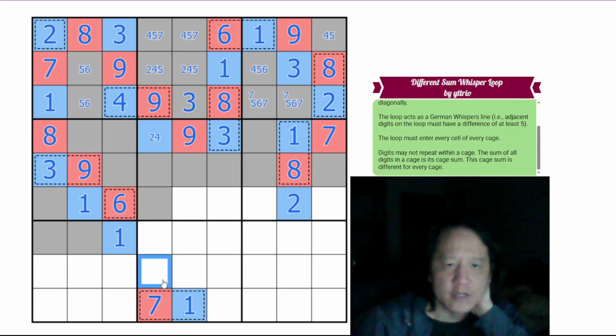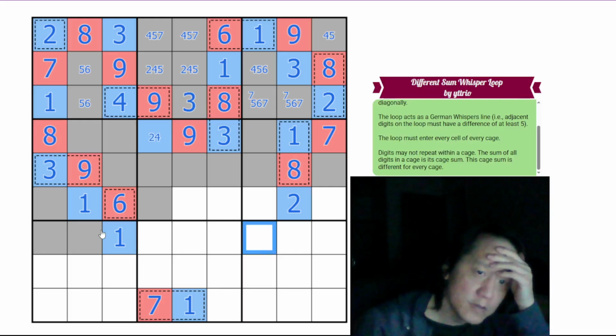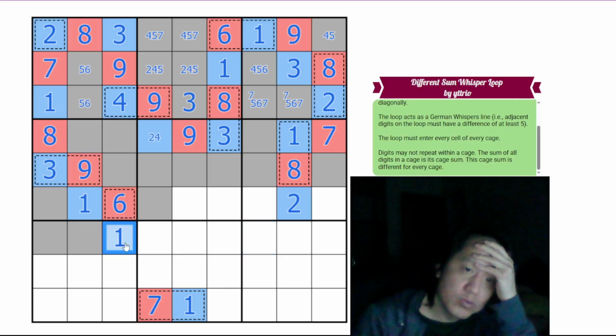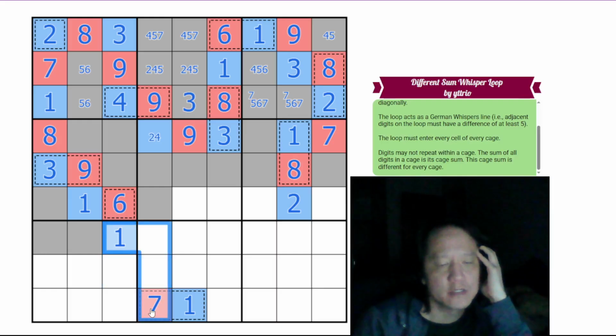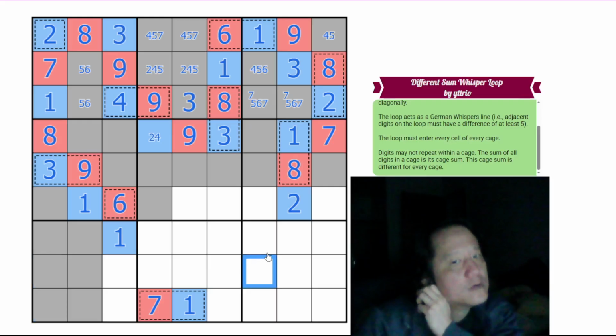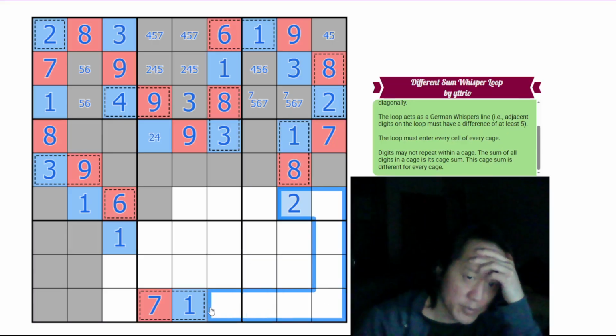Okay, so 7 has to be with 2. It could be either one of these ways with 2. 2 could go to 7 here. 2 could go to 9 here. That's fine. This can either go this way to connect here or go this way to connect here. It cannot go this way. So none of these can be on the loop. This could go down here potentially.